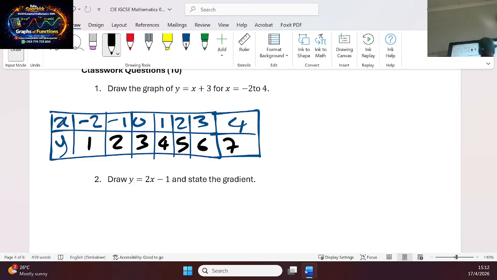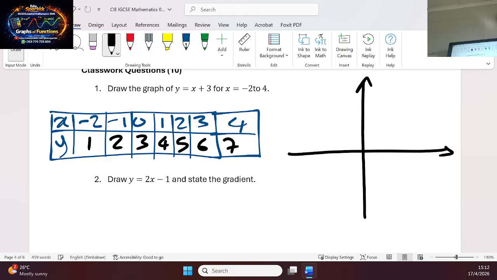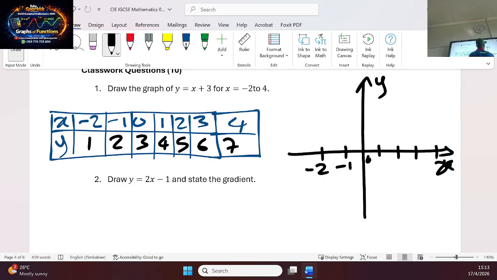Then I'm moving to my Cartesian plane because I want to do this drawing. So what I'll do is I'll have my x here and y. Now, what's of interest here is to note that x is running from negative 2 up to positive 4. So that's negative 2, negative 1, 0, 1, 2, 3, 4. What about our y? Our y is running from 1 all the way to 7. So it's 1, 2, 3, 4.